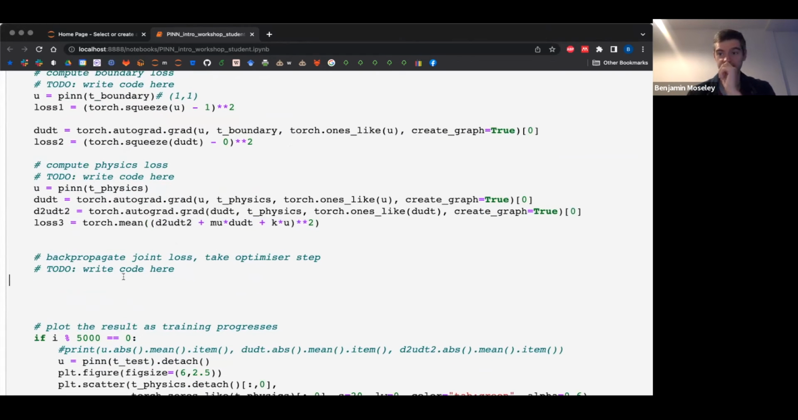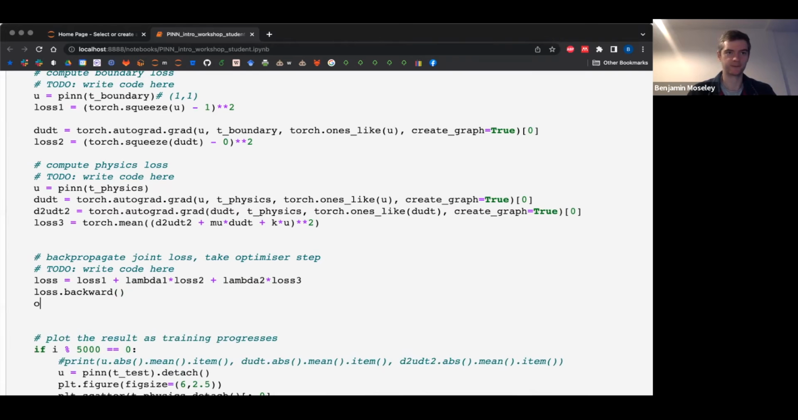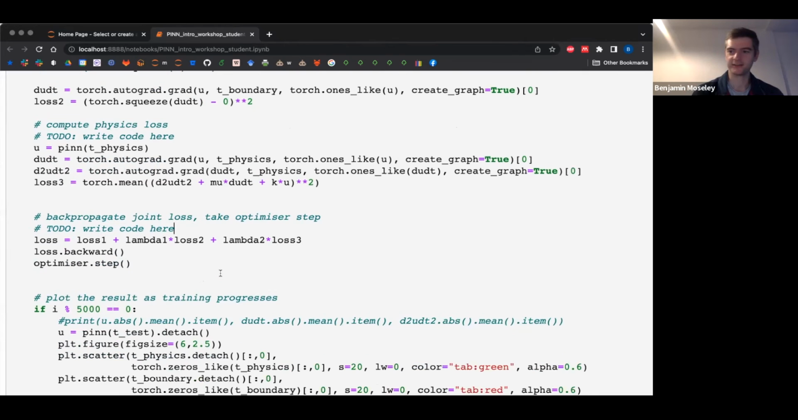Yeah, and then we're pretty much done now. So we have our terms in the loss function. Now all we need to do is combine all the terms together. So we're going to say loss equals loss 1 plus lambda 1 times loss 2 plus lambda 2 times loss 3, to make sure they're nicely balanced. Then we're going to take a backward step, and this is just standard PyTorch stuff to update the weights of the network. And we're just going to call the optimizer to do a step. And that should be it. So I'm going to run this, and hopefully it will work.